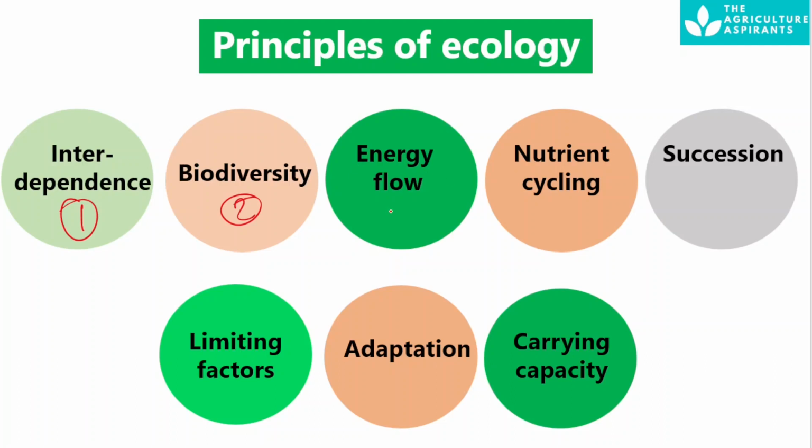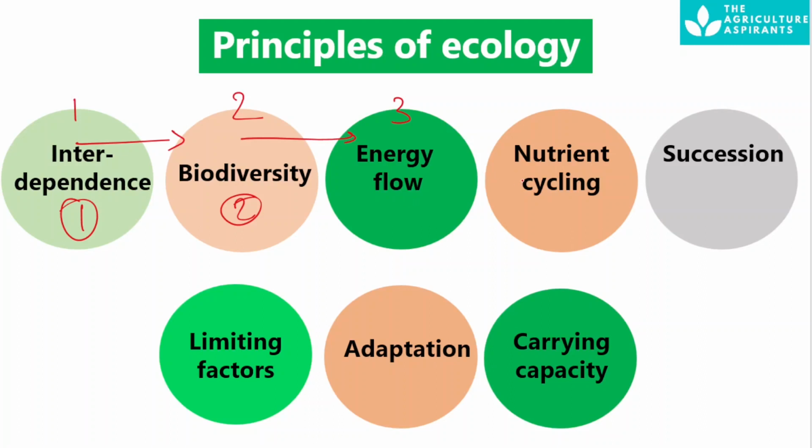Then the next principle, energy flow. Every ecosystem has energy flow. Energy flows from one trophic level to another. This is the first trophic level, this is the second, and this is the third. So energy is transferred from one trophic level to another. Clear? This is the third principle of ecology.